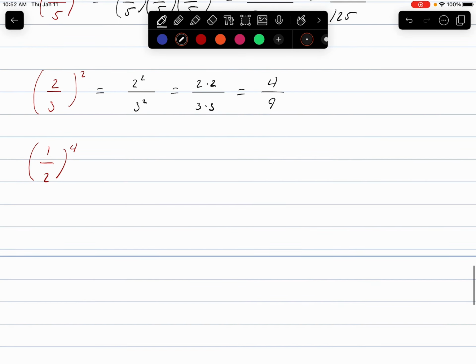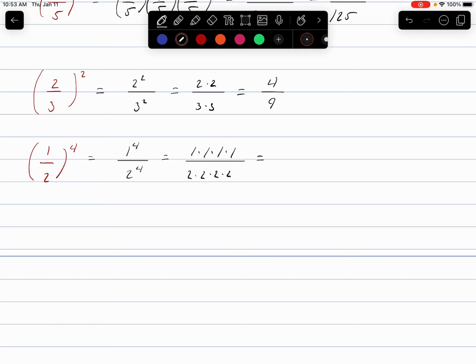Okay, let's look at one more. How about we have 1/2 raised to the 4th power? Let's go ahead and do it the second way this time. So we're going to have 1 to the 4th over 2 to the 4th. This is the same thing as 1 times 1 times 1 times 1, so you multiply 1 by itself 4 times, and then we have 2 times 2 times 2 times 2, so we multiply 2 by itself 4 times.